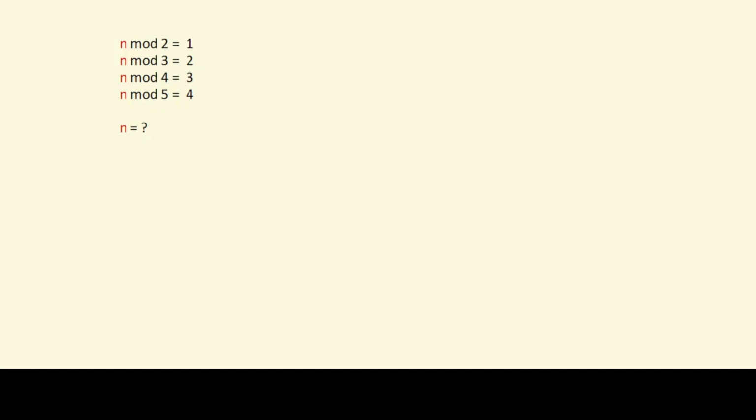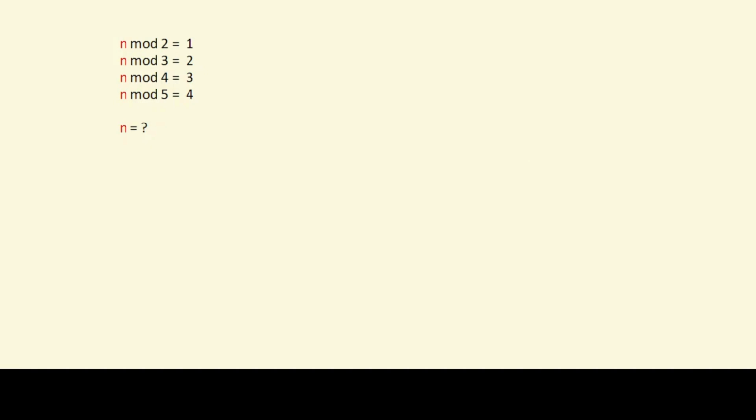Today we are going to look at a numerical issue of fourth class students and learn an interesting trick to solve it. We will need to find the positive integers n, such that the remainder of the division of n by 2 equals 1, the remainder of the division of n by 3 equals 2, the remainder of the division of n by 4 equals 3, and the remainder of the division of n by 5 equals 4. What are the values of n?